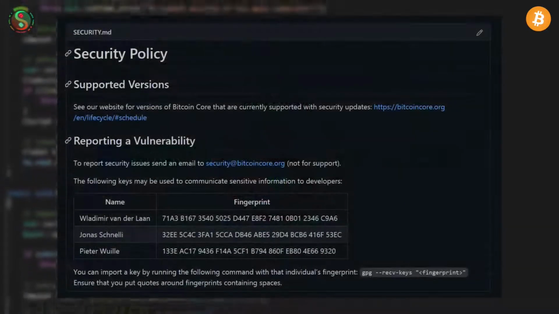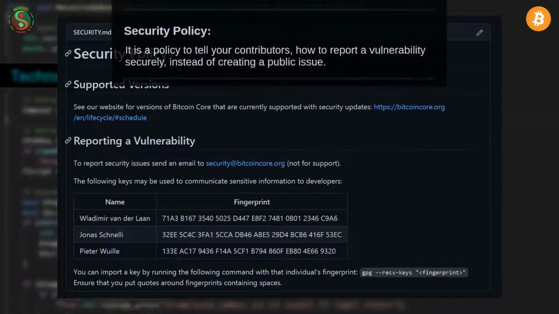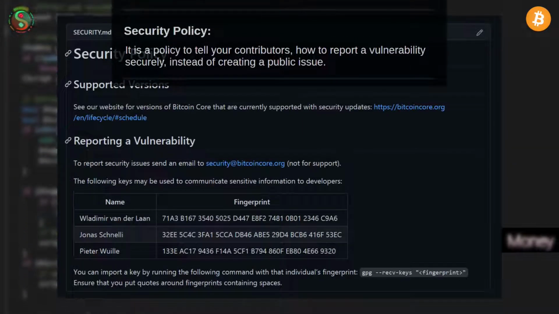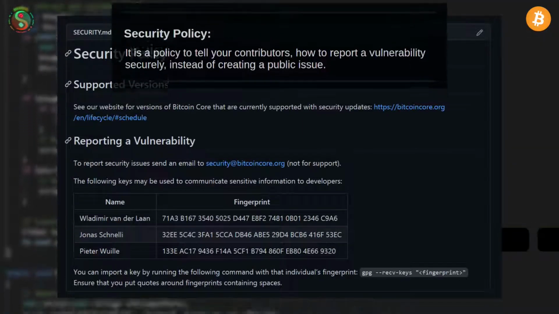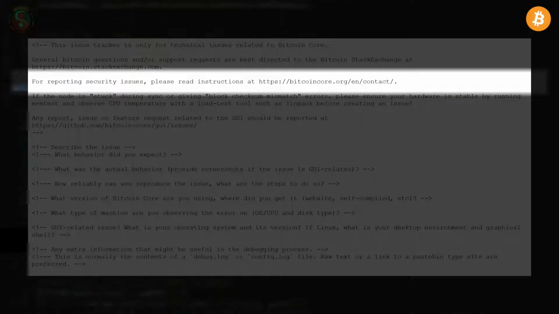Thinking about risk management and security, the first thing to analyze is security policy. And fortunately, Bitcoin has a security policy which is very concise, clear, and accessible. It's good to see security report has been mentioned in the issue template too.